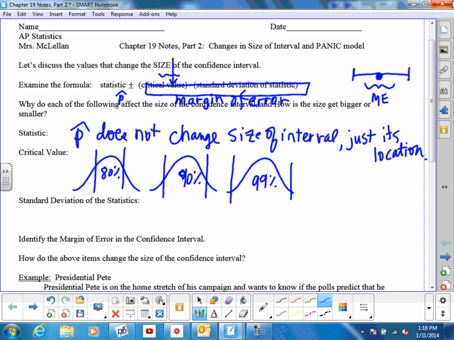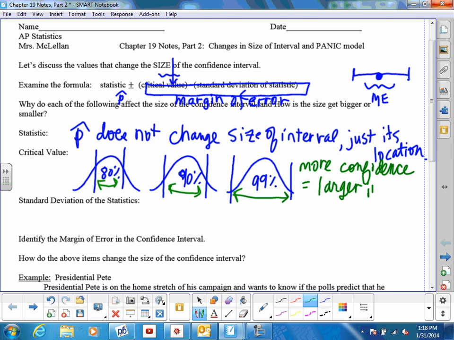What is happening to the width of the interval as it increases in confidence? Good. The interval is getting larger. Why? Because I have to be more confident that I captured the true value. See? I have more confidence. Yep. More confidence equals a larger interval. Okay? So let me demonstrate some of that. Here we go.